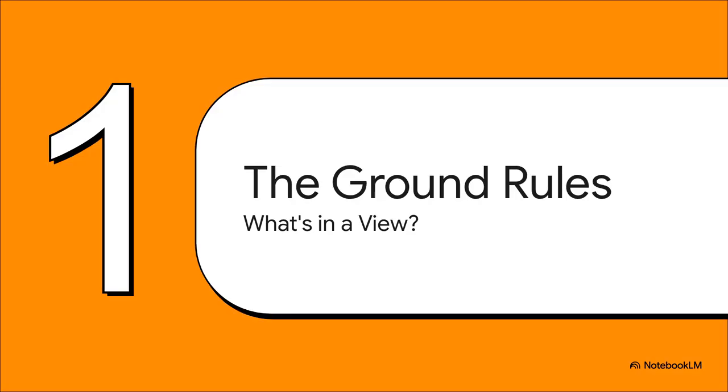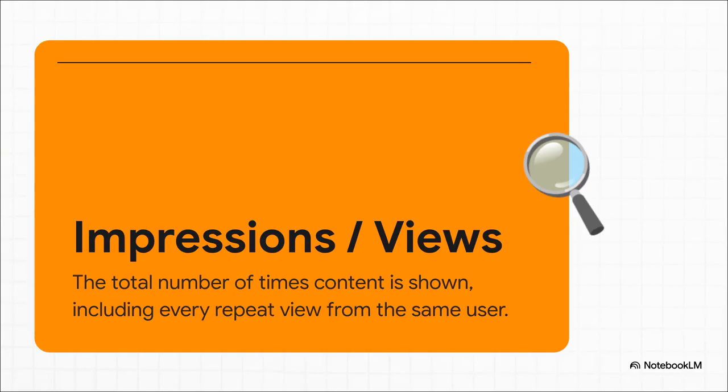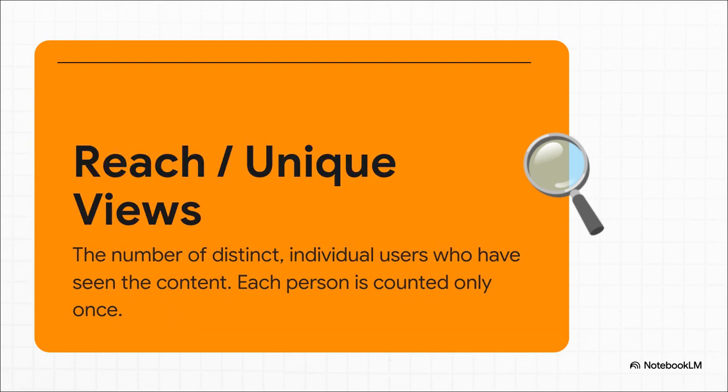But look, before we dive into all the genius stuff, we gotta get our terms straight. Let's just set some ground rules real quick so we're all speaking the same language. Okay, first up, impressions, sometimes just called views. This one's super simple. It's just the total number of times a piece of content gets shown, period. You watch a video 10 times, boom, that's 10 impressions.